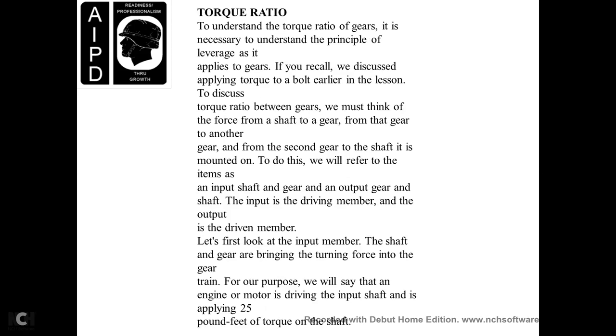Torque ratio. Understanding the torque ratio of gears is necessary to understand the principle of leverage applied with the gears. Recall applying torque to a bolt earlier in the lesson. To discover the torque ratio between gears, we must think of the force on the shaft of the gear, from one gear to another gear and to the shaft of the second gear. We will refer to the input shaft with the driving gear and the output shaft with the driven gear. The input member brings the turning force into the gear train. Say the engine or motor is driving the input shaft, applying 25 pound-feet of torque on the shaft.